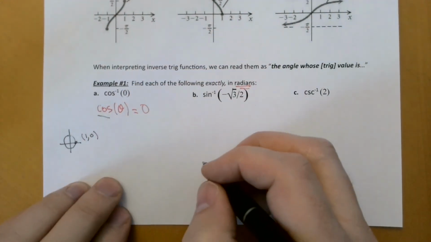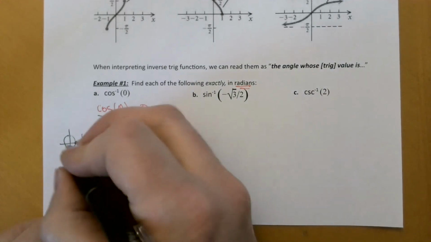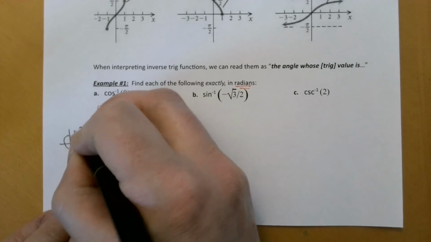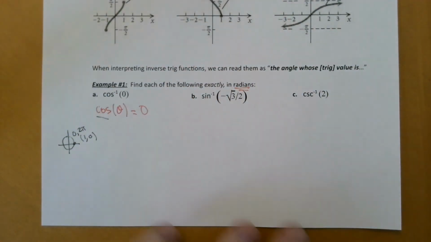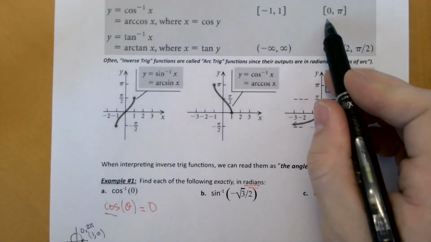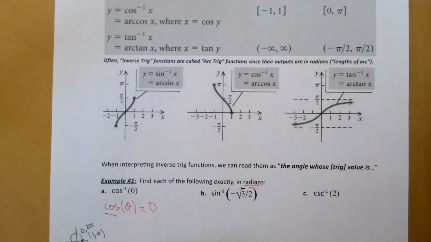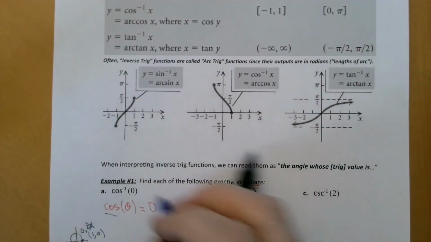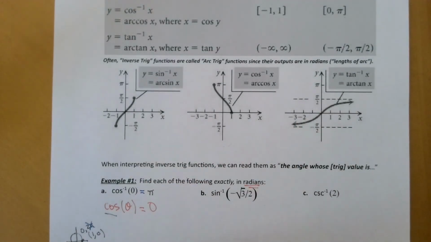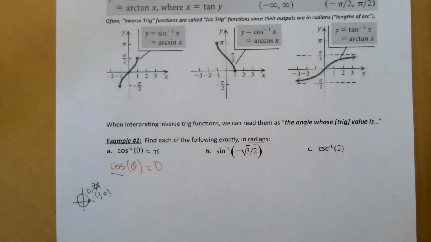Cosine refers to x-coordinates. So the angle that gets us this is both the 0 angle and the 2 pi angle. Now note our restrictions on the domain of cosine. It has to be all angles between 0 and pi. That means 2 pi is not a possibility for this answer. The only answer that's possible is pi. All right, let's do another one.